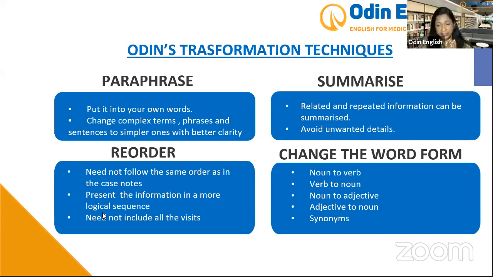And if it is a multiple visit kind of thing, you don't have to write all the visits. You can just add the relevant visits. The last one is to change the form, wherein you can change noun to verb, verb to noun. You can use the adjective form, or you can use synonyms. So these are the techniques that you can use. Summarizing, paraphrasing, reorder, change the word form.